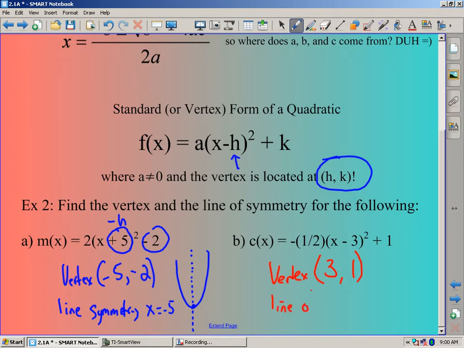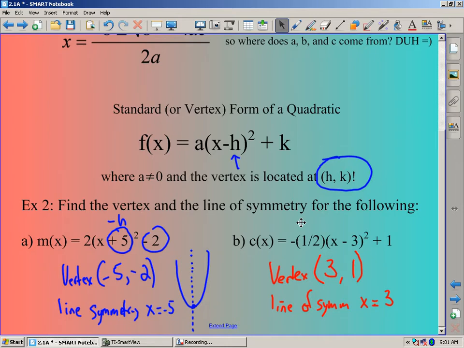And if you don't remember, we just talked about it over here. Our line of symmetry comes from the x value of our vertex, and so our x value of our vertex is 3, and that would get us our line of symmetry for this graph. Hopefully we'll have them in vertex form. If not, we'll work on that and talk about it in the future. So let's move on to examples 3 and 4.